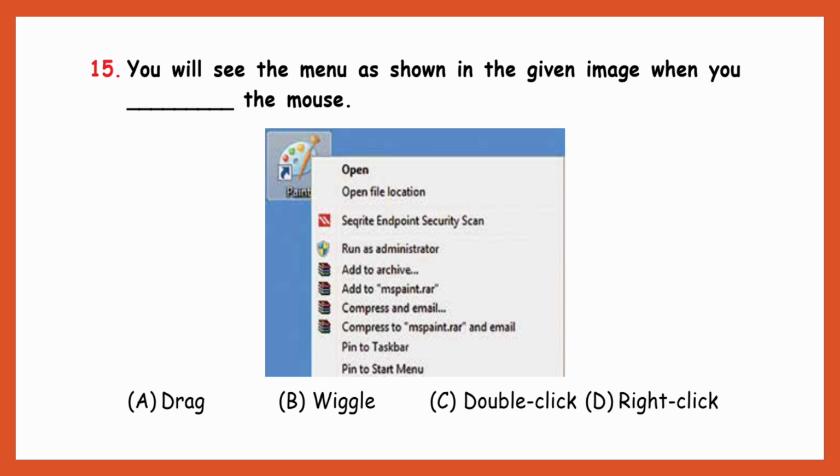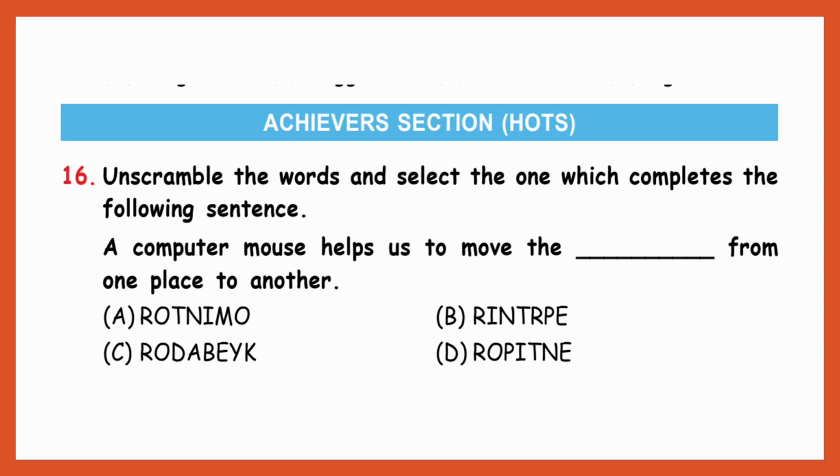You will see the menu as shown in the given image when you dash the mouse. When you will see this menu, option A, drag, option B, wiggle, option C, double click, option D, right click. Which is the correct answer? Option D, right click. Next one, Achievers section.